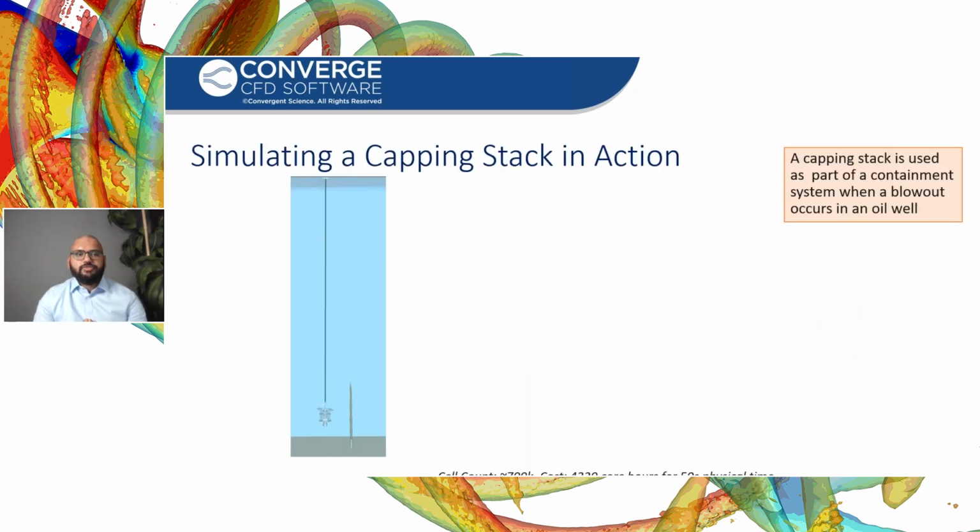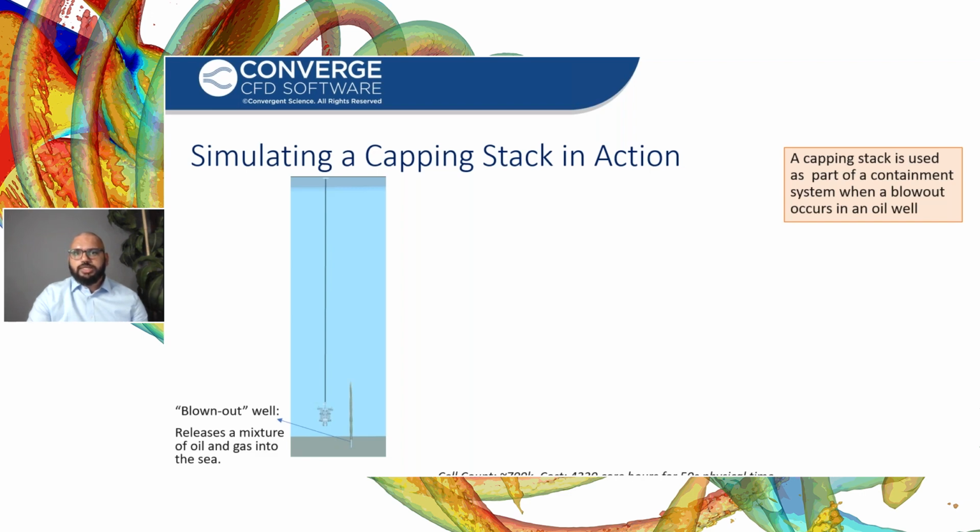Another example of the cable model in action is what is called a capping stack. So what is a capping stack? So a capping stack is used as part of a containment strategy when blowout occurs in an oil well. So you have a deep sea well that is used to extract oil and gas from the Earth's core, and if that blows out, suddenly you have a mixture of oil and gas releasing into the sea, which is not good news. So there are a variety of strategies to contain it. So capping stack is one of them.